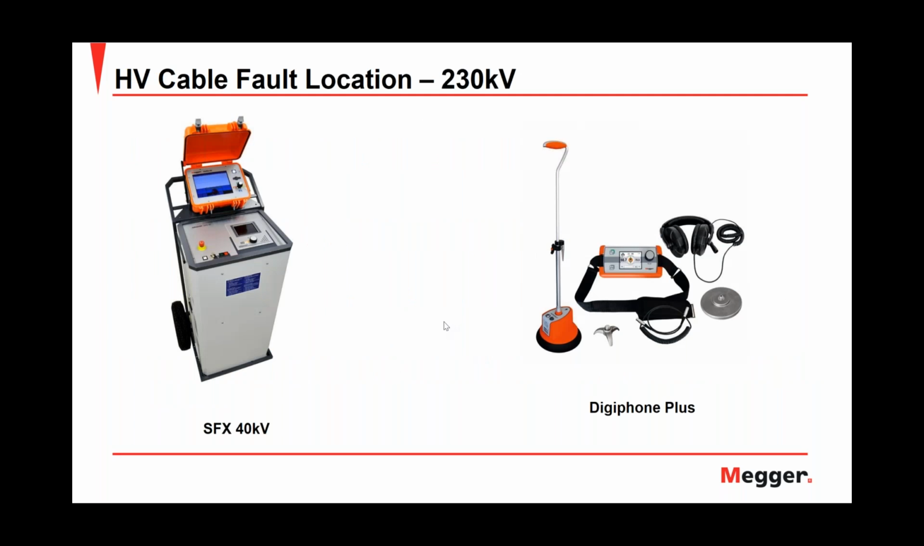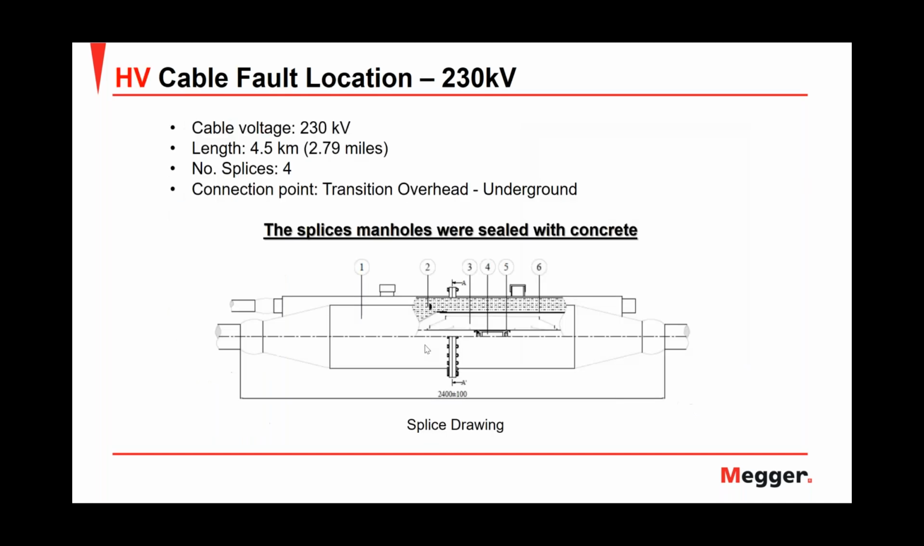So I will continue with the example of a cable fault location in a high voltage cable of 230 kV. In this fault, we used the SFX 40 kV and the Digiphone Plus. Both equipments are made in Germany. So we used these equipments for the fault location. We had a 230 kV cable. The length of the cable was 4.5 kilometers, that means around 2.79 miles.